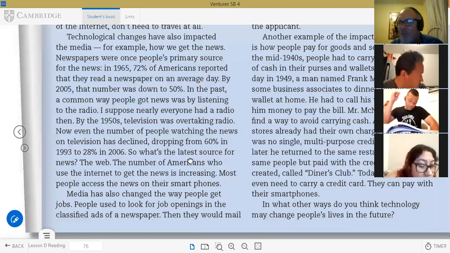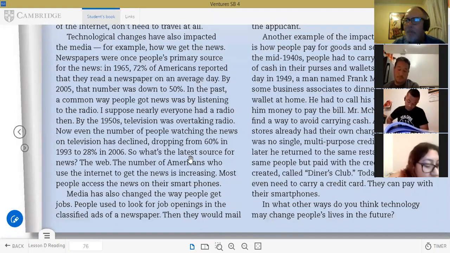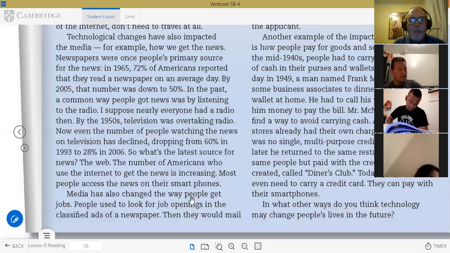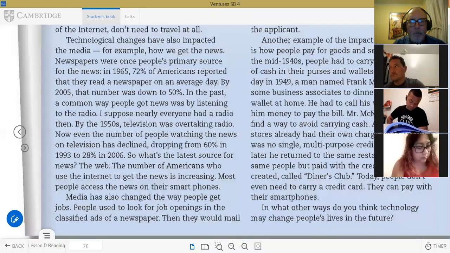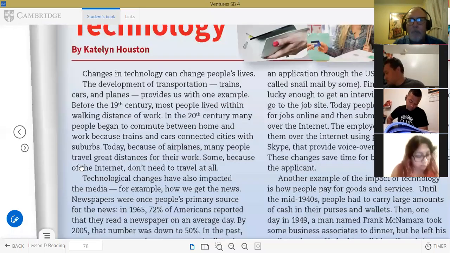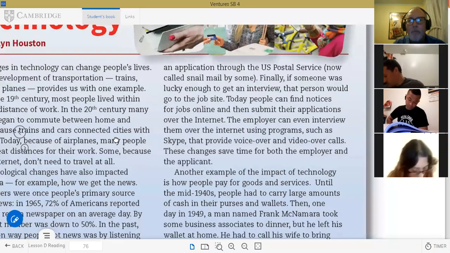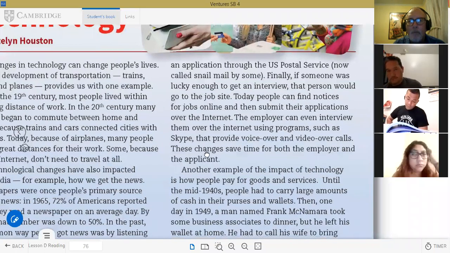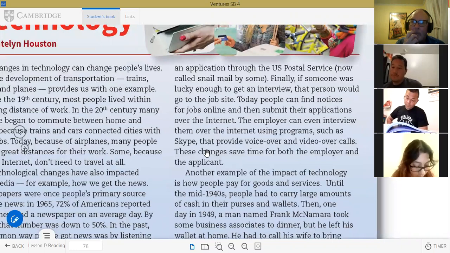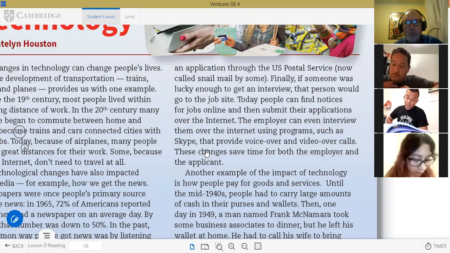Do I have another volunteer reader? May I try? Sure. Start with down here at the bottom. Media has also changed the way people get jobs. People used to look for jobs opening in the classified ad of the newspaper. Then they would mail an application through the US Postal Services, now called snail mail by some.